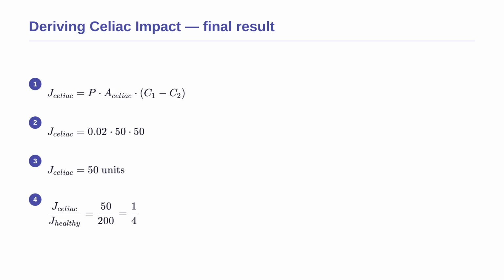Continuing our derivation, we substitute these new values into Fick's law. Multiplying 0.02 by the reduced area of 50 and then by the gradient of 50 yields a total flux of only 50 units. When we compare this final result to the healthy flux of 200, we see the celiac patient absorbs only 1/4 of the nutrients, despite eating the exact same meal.